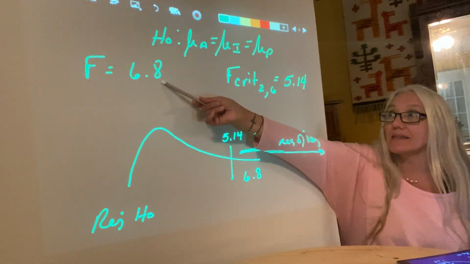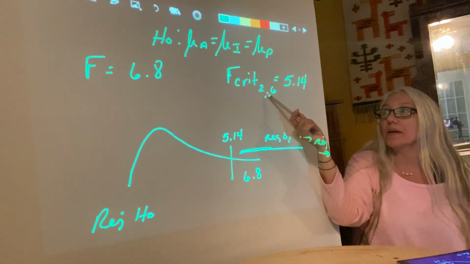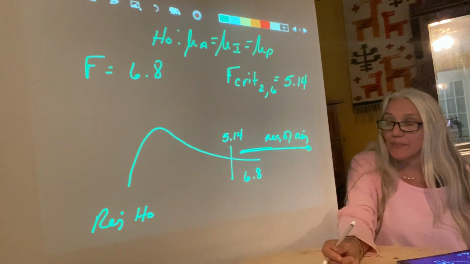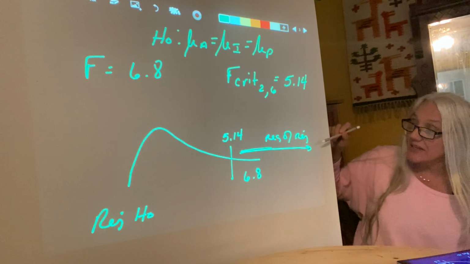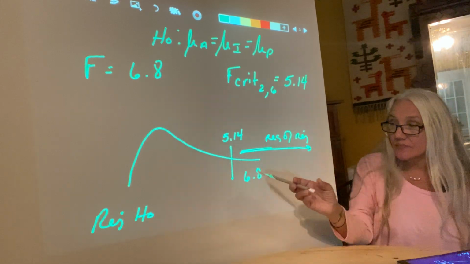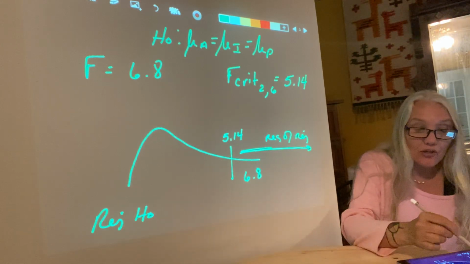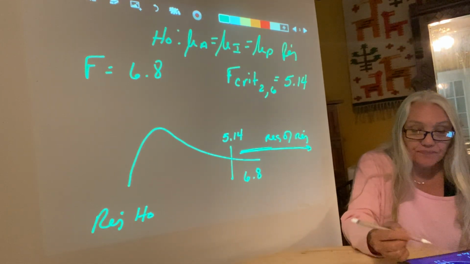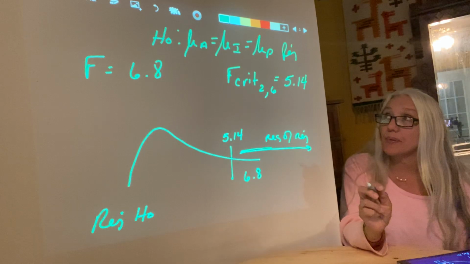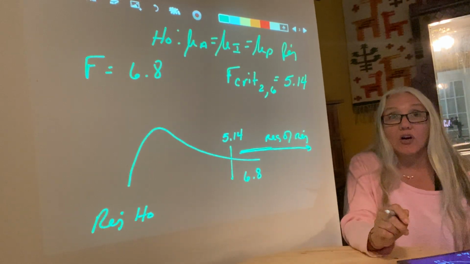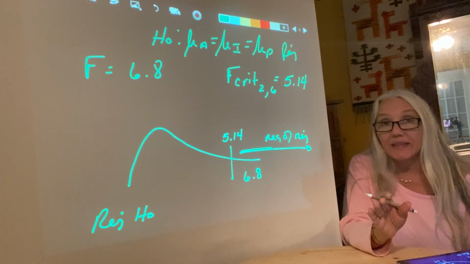So we got 6.8. The critical value looked up on 2 and 6 degrees of freedom is 5.14. The region of rejection is always in the tail, and 6.8 is bigger than 5.14. So we reject the null, and here's the problem. We rejected the null. There's something going on between these means.